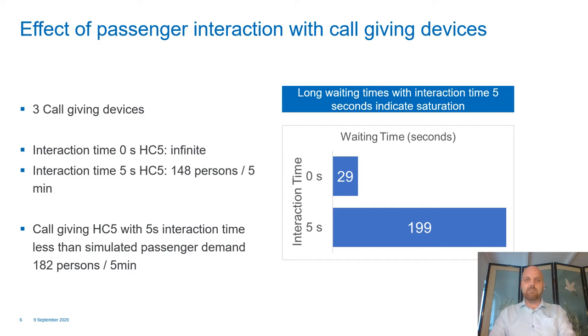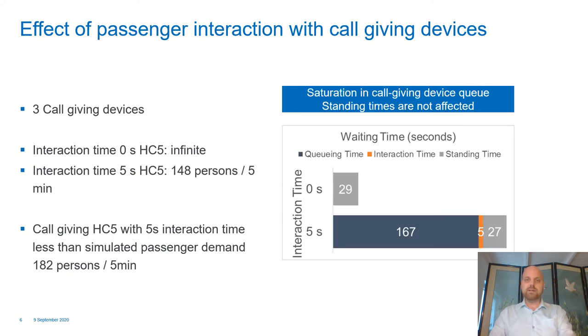When we dive deeper to the waiting time, we notice that with 0 second interaction time, average waiting time consists of standing time. But with 5 second interaction time, 167 seconds is actually queuing for the call giving devices. Short period is for interaction with the call giving device, and standing time in the lobby remains the same.